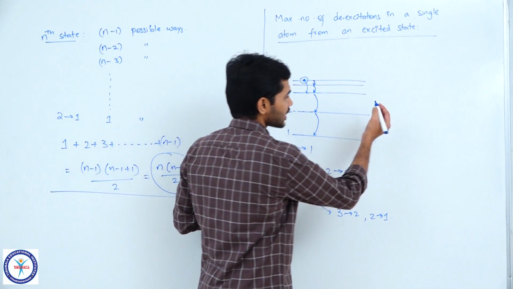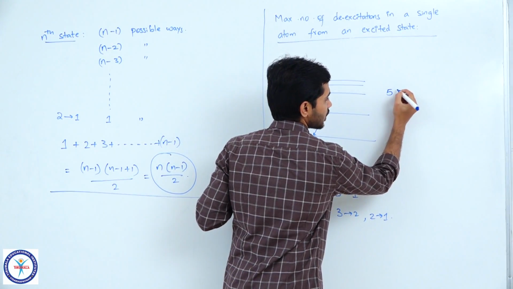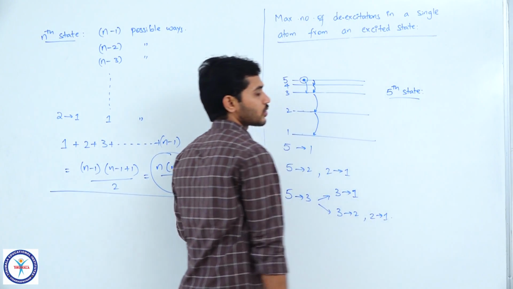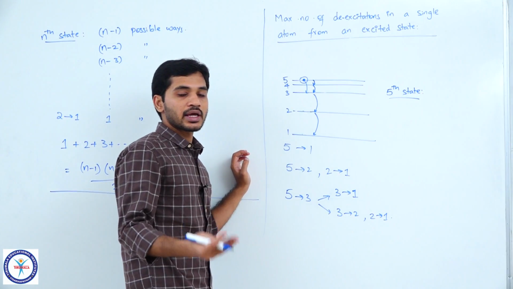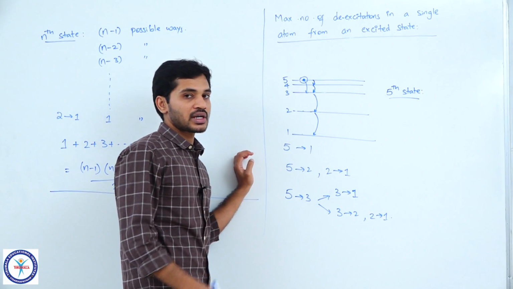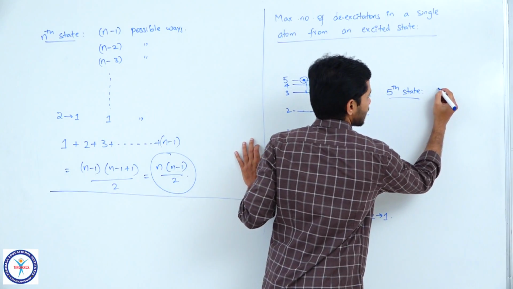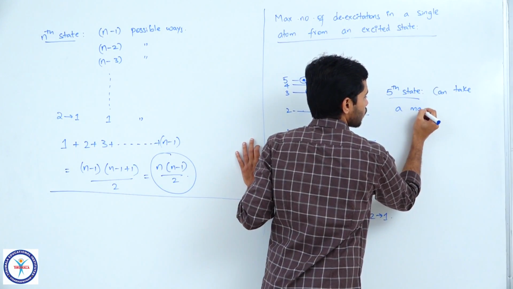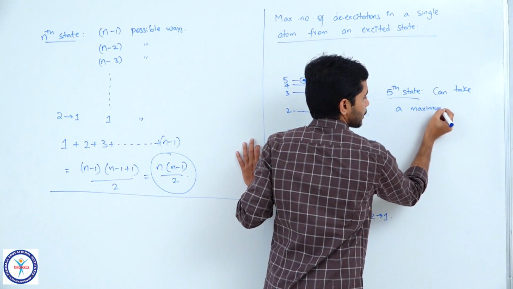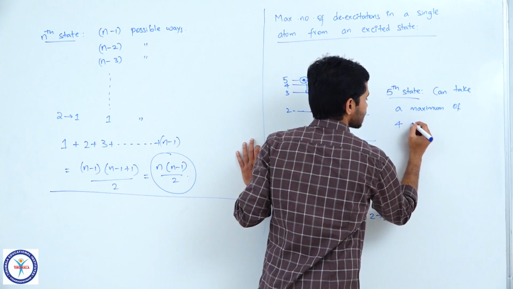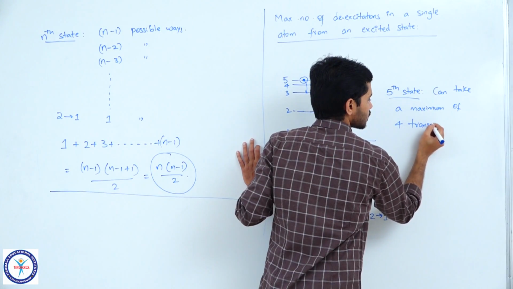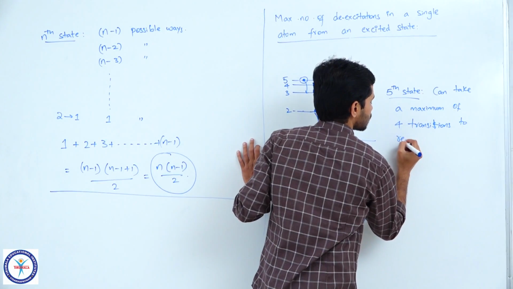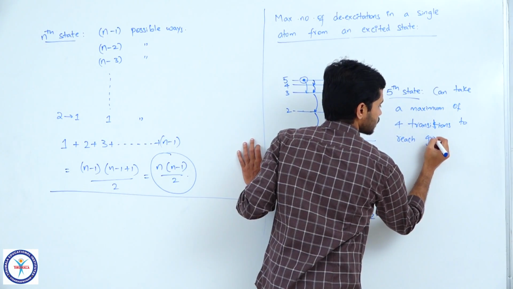So in this case, because it is initially in the 5th state, an electron in the 5th state can take 4 transitions to reach the ground state, and that would be the maximum. So it can take a maximum of 4 transitions to reach the ground state.